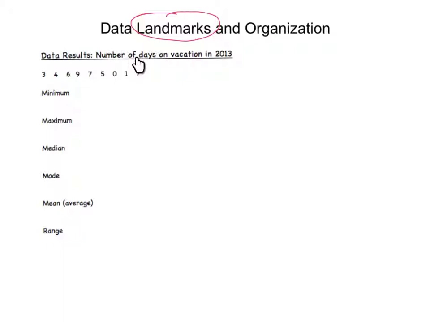The first thing that we want to do is put this data in numerical order. So let's go ahead and do that. This is going to make it a lot easier for us to answer the questions. Okay, my text box is working and recording at the same time, using Explain Everything.